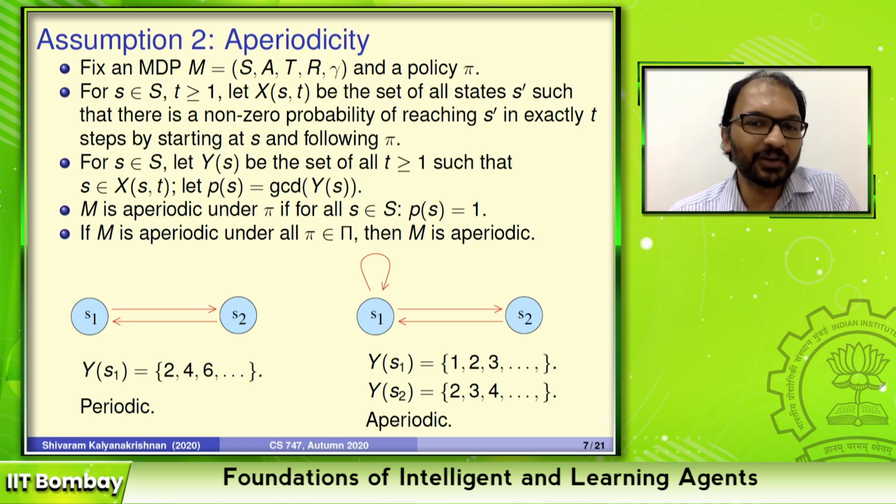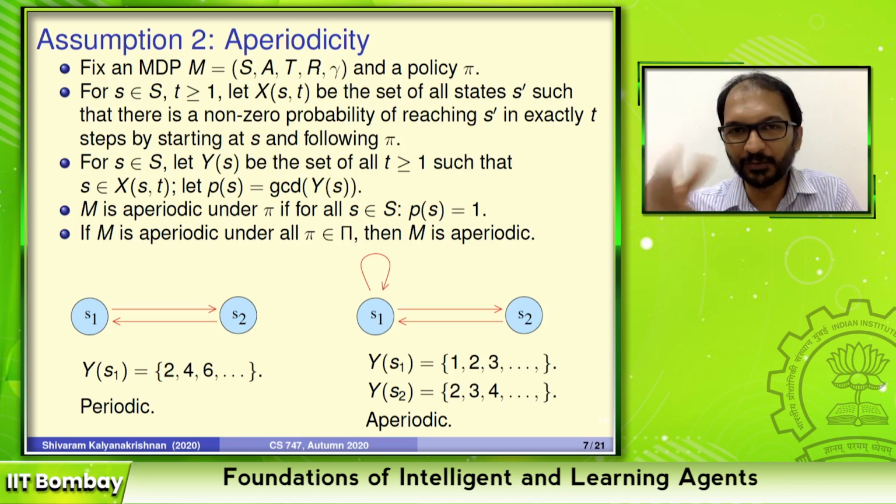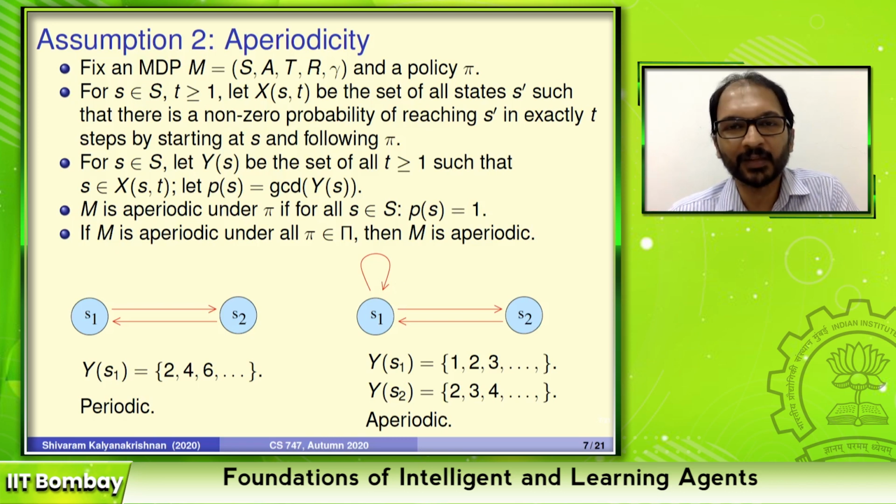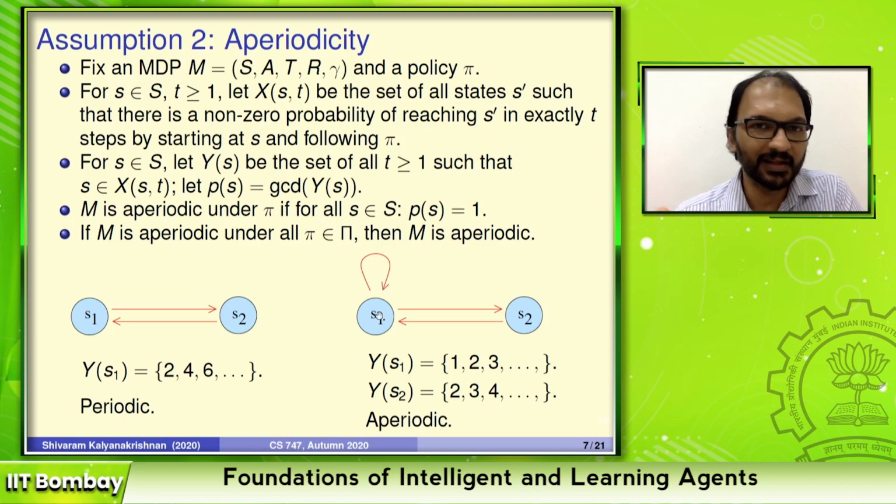There is nothing to say that you'll only be in S1 on even numbered or odd numbered time steps, because, I mean, if you just happen to execute this self loop, it might happen because of the randomness. There is some non-zero chance that if you're here, you'll be here the next time step, and then you will start going to S2 after that. You don't have this 2, 4, 6, 8, 10 kind of thing that's happening with the first MDP. So the MDP on the left is called periodic. The MDP on the right is aperiodic.